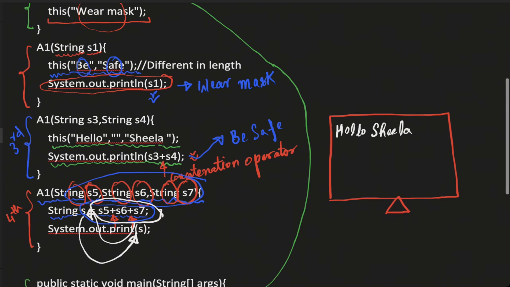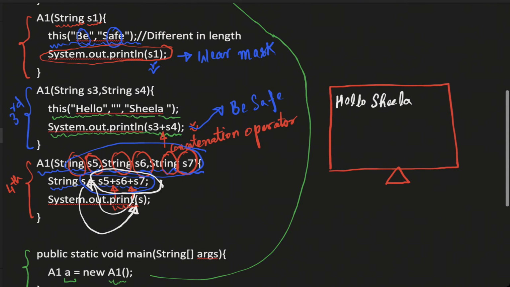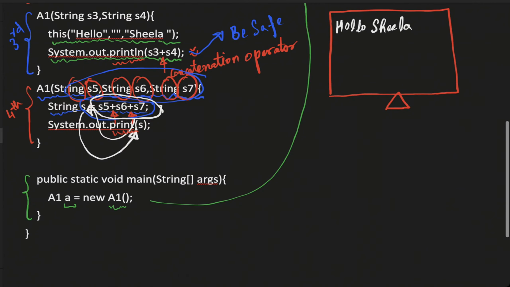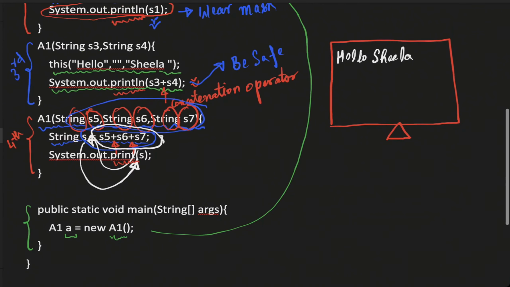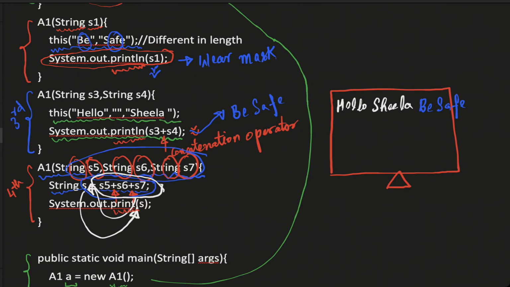Be safe. One thing you need to remember here: there is only a print statement, not println. Here we can see this is the println, and here this is println, but here only the print function is there. So it means that be safe will be printed in the same line. So be safe, and for the next string, what will be printed on the output is wear mask.